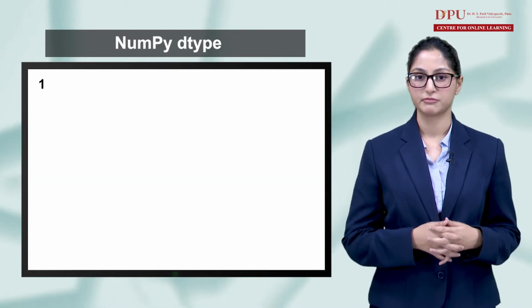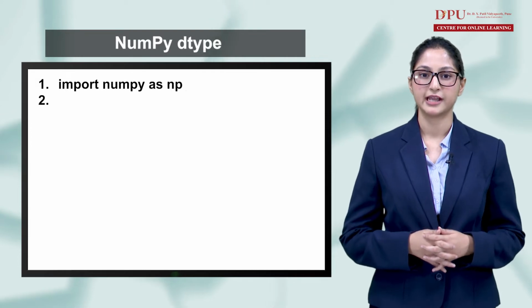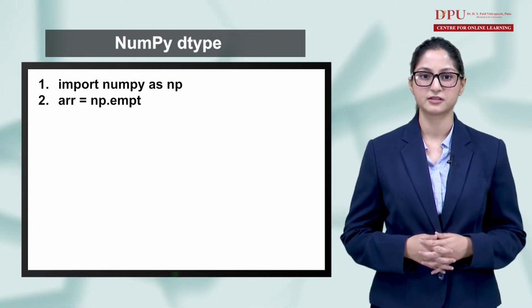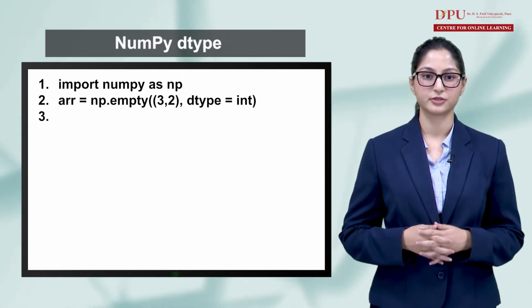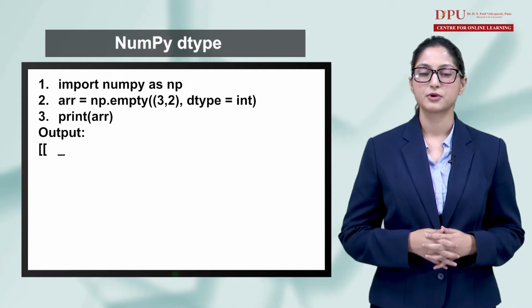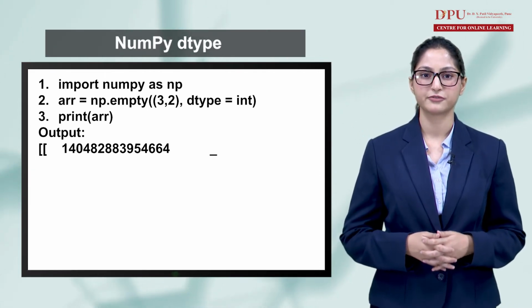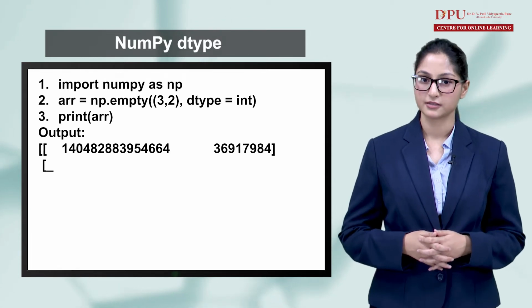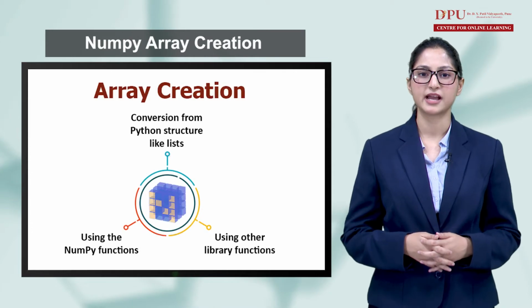Example 1. import numpy as np, d = np.dtype(np.int32) as parameter to the dtype constructor. Print d. Output is int32. Example 2. import numpy as np, d = np.int32('i4') in the brackets, print d. Output is int32.